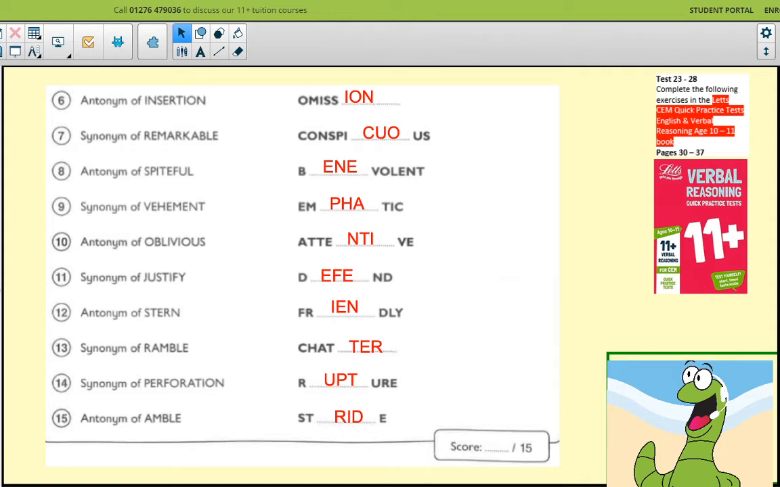Defend is the same as justify. Friendly is opposite to stern, strict, serious. Ramble can mean a type of walk, but in this context, it means a type of chatter. Somebody might be rambling on, they're chattering on about the same thing, for example. Rupture, perforation, this means to tear.